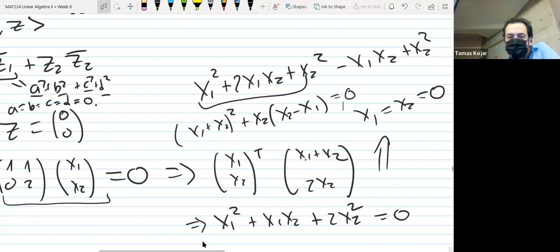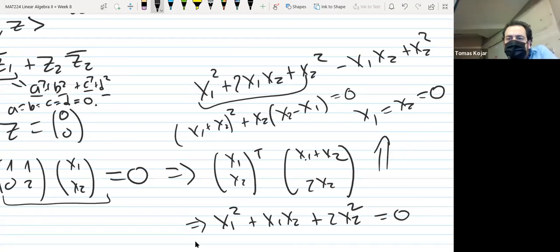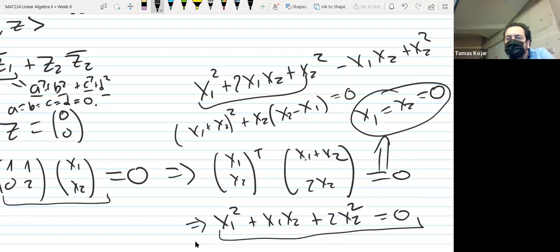Sorry, Prof, how do we get to this? How do we get to the bottom line on the screen? Oh, this is the assumption. So we want to show positive definite. We want to go from here. We want to show that these two are both zero.